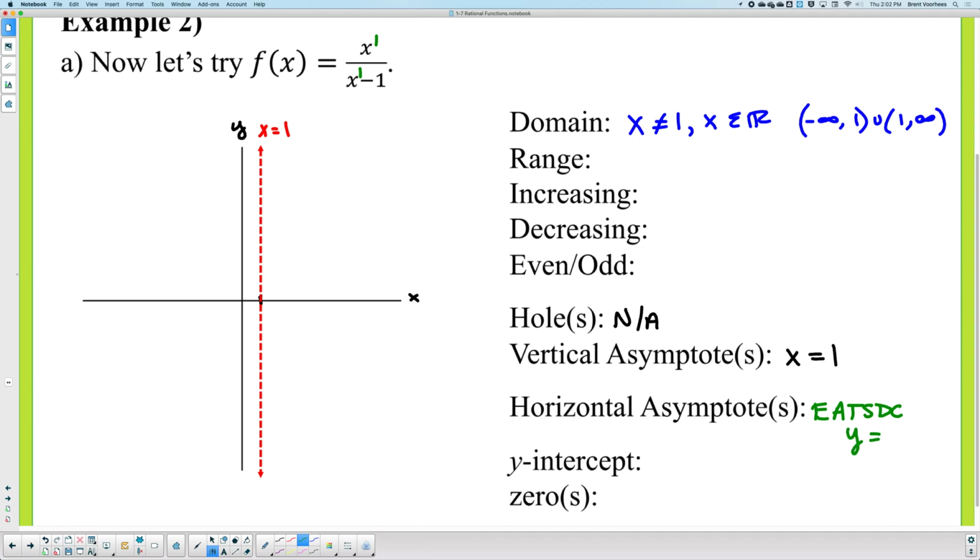So the equation will be y equals, how many x to the first do I have in the numerator? 1. And how many x to the first do I have in the denominator? It's just going to be 1 divided by 1. What is 1 divided by 1? 1. So we're going to go to positive 1 on the y-axis, and we're going to add a horizontal asymptote. Right there. That's y equals 1.